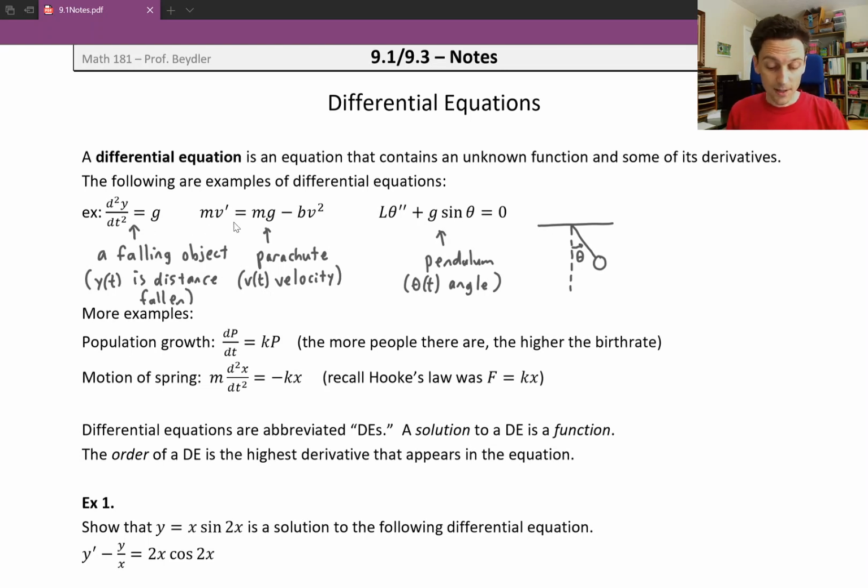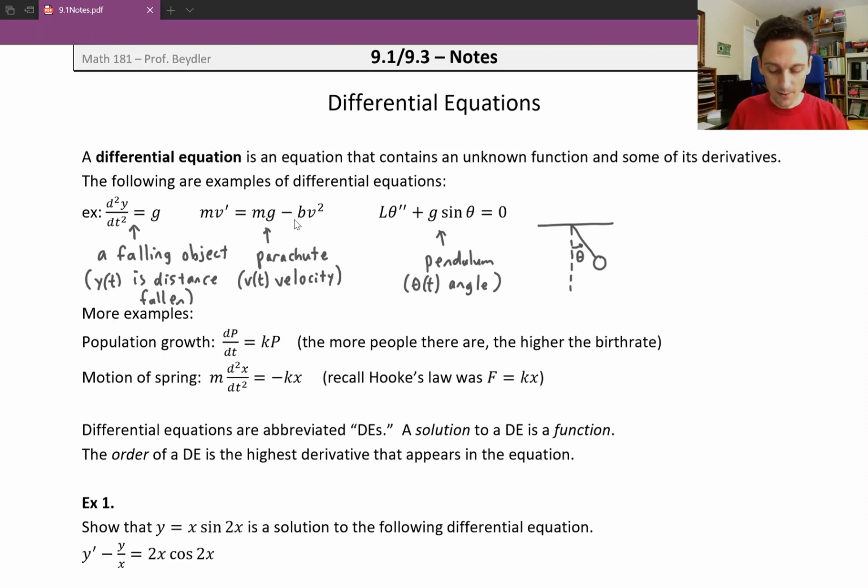The second differential equation is a model for something that's falling that has a parachute. So here the function in question is velocity. It models what the velocity of that object is as it's falling. You can see on the left side here we have mv prime. If you remember, F equals ma. Another way of writing a is the derivative of velocity. So you can see right here on the left side we have basically F equals ma.